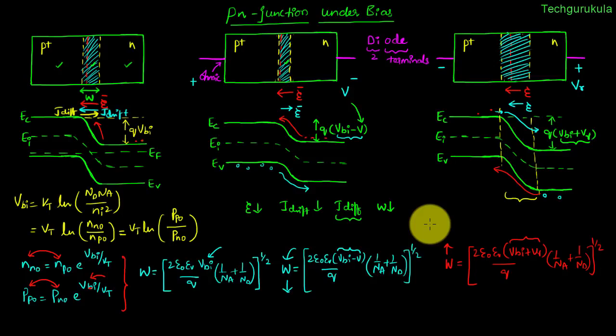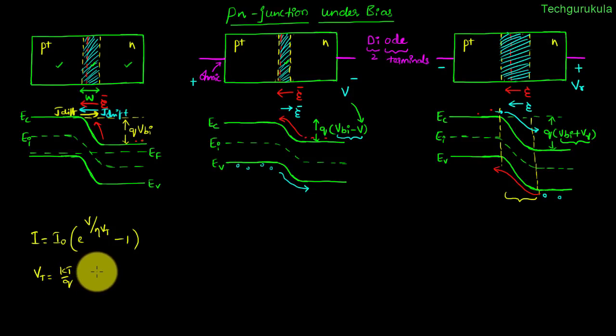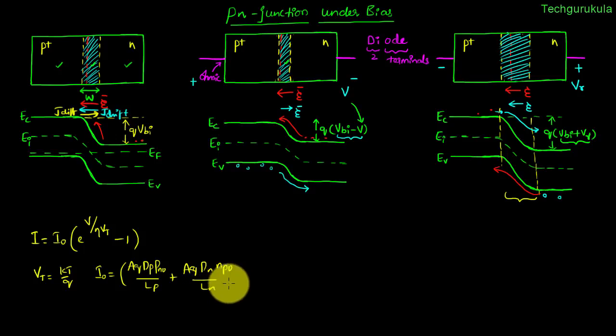The current flowing through the PN junction in relation to the voltage applied across the PN junction is given by an equation which we would call the diode current equation, which is given by I is equal to I naught times (e power of V over eta Vt minus 1), where we know Vt is thermal voltage, which is KT over Q. At room temperature, this is 25.8 millivolts, and I naught is actually given by AQ Dp Pn naught over Lp plus AQ Dn Np naught over Ln.